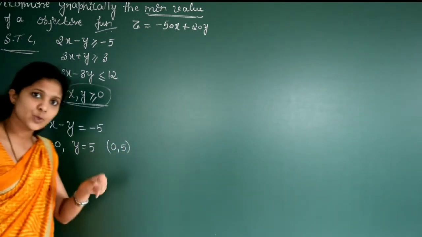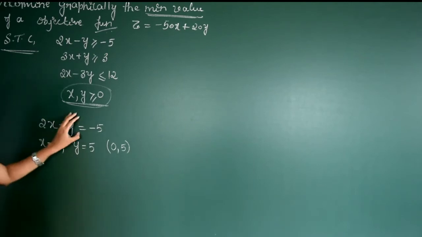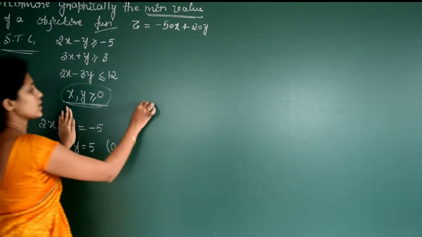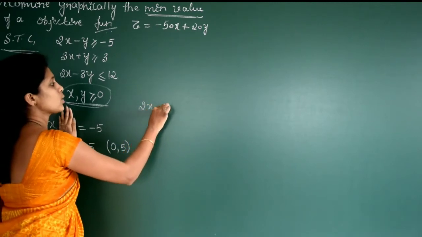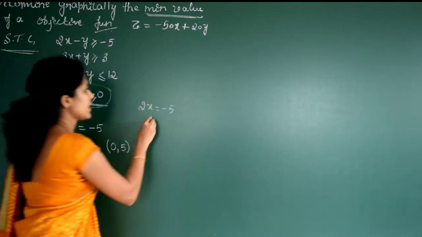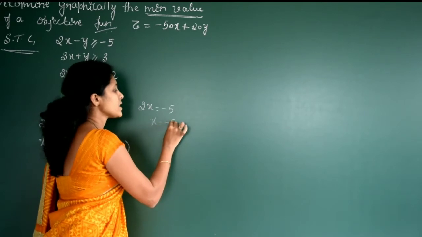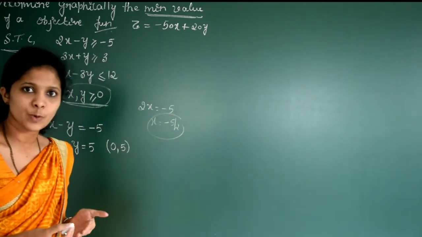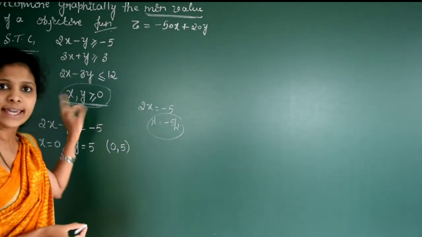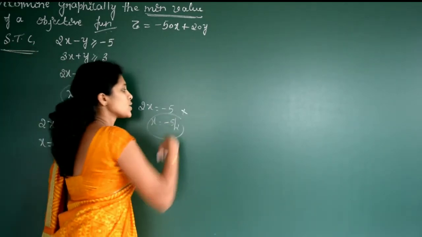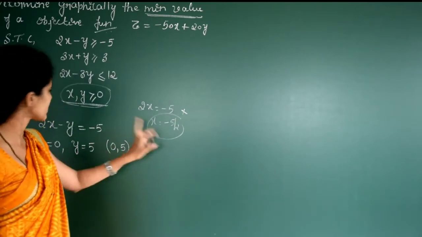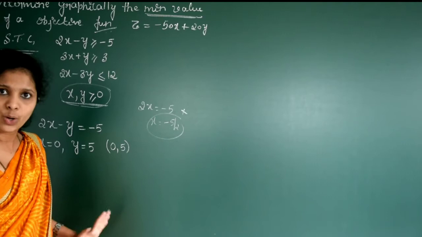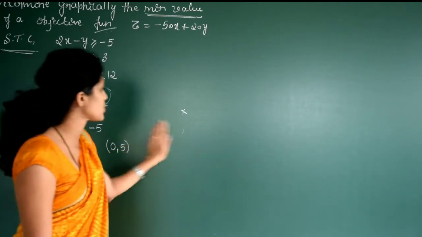Now, if I substitute y is equal to 0, what happens here? I'll get 2x is equal to minus 5, so the value of x will be equal to minus 5 by 2. But this is not possible. Why is it not possible? Because it is given that x and y both should be positive. So I cannot substitute y is equal to 0. But with one point we cannot draw a line, so we need to substitute another point.